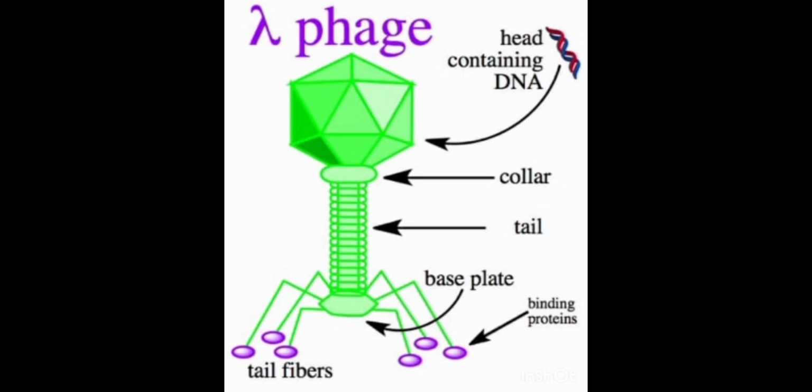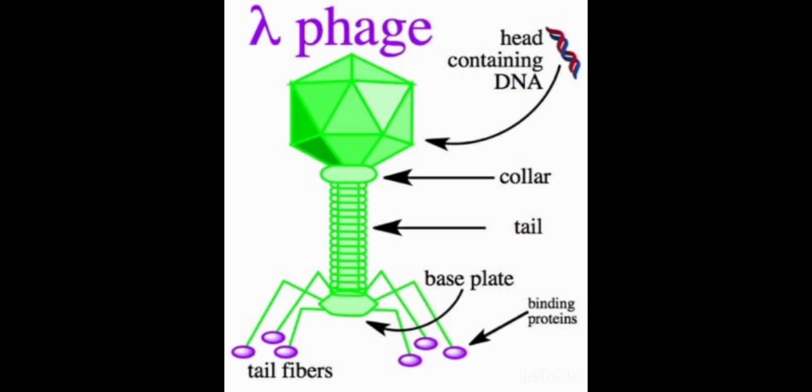Here's a more detailed breakdown. Head capsid. The head is an icosahedral structure, meaning it has 20 triangular faces. It houses the phage's double-stranded DNA genome. The head is composed of capsomers, which are protein subunits arranged in specific patterns.